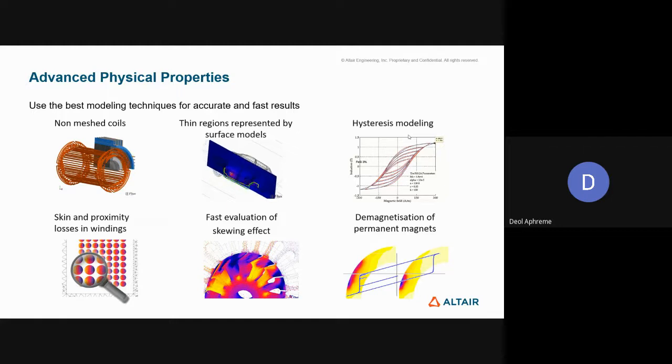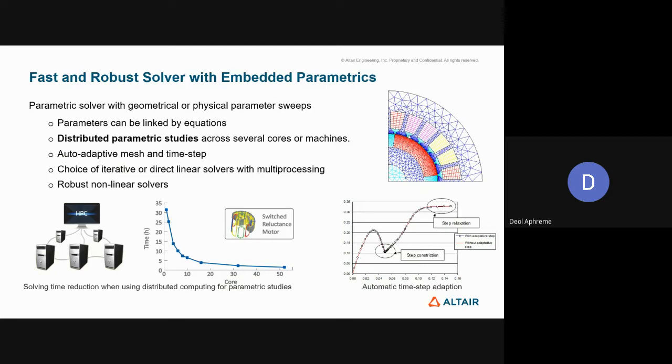Skewing effect, which I'll not get into because we are not looking at skewing today, and demagnetization of permanent magnets. So if you have a magnetic gear and you want to see if it's ever going to be demagnetized at a certain RPM or at a certain temperature, you can definitely visualize that as well.